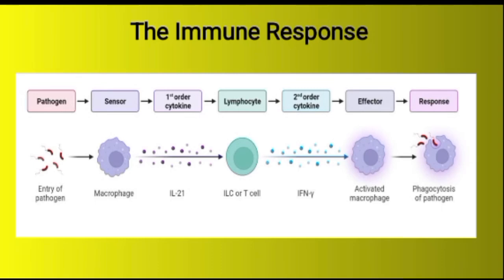So this is the immune response by cells of the first line of defense. That's why you are seeing macrophages and T cells. You are not seeing B cells here.